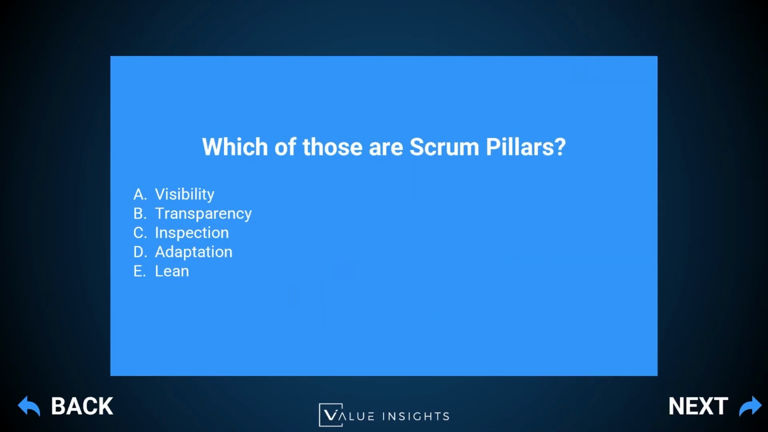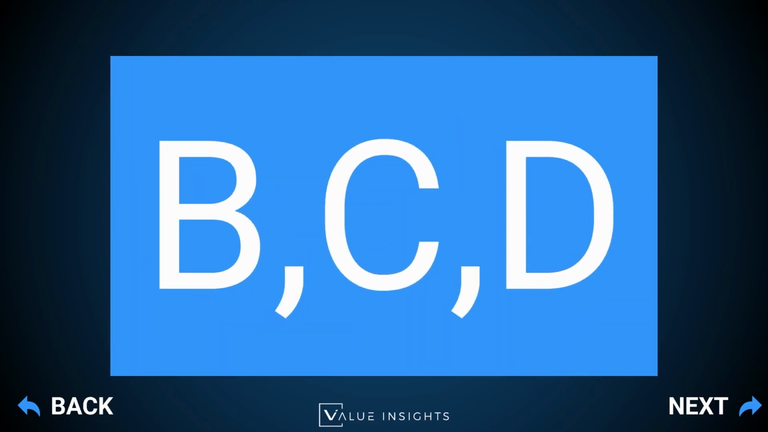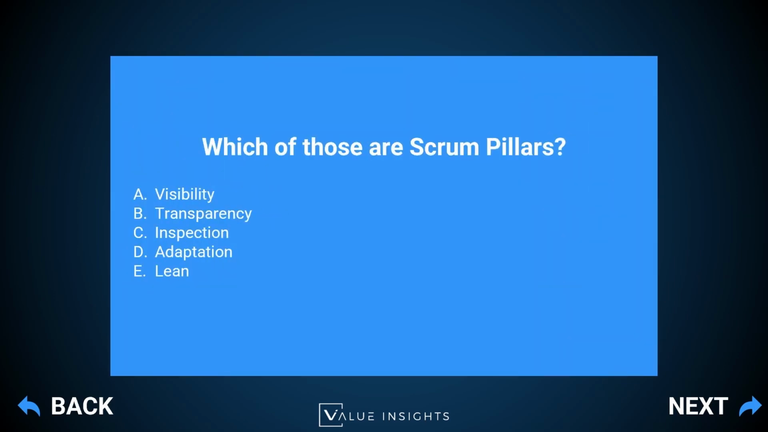Which of those are Scrum pillars? A, visibility. B, transparency. C, inspection. D, adaptation. Or E, lean. And let's have a look at our answers, which are B, C, and D. So B, C, and D, those are transparency, inspection, and adaptation. And those are actually the 3 Scrum pillars. You might get a question on one of your Scrum Master exams, be it PSM I, Registered Scrum Master, or Certified Scrum Master. Just one thing to know.